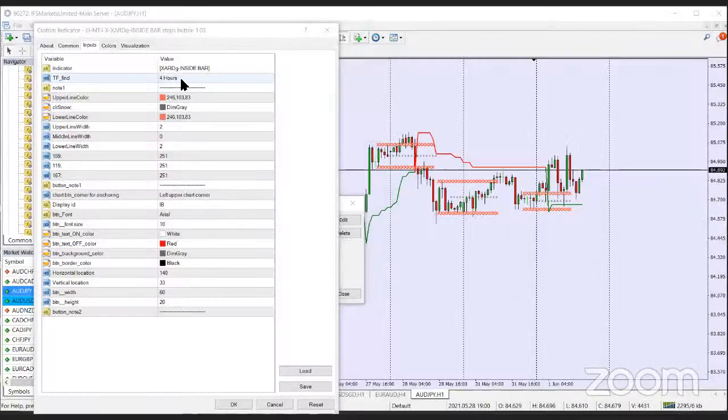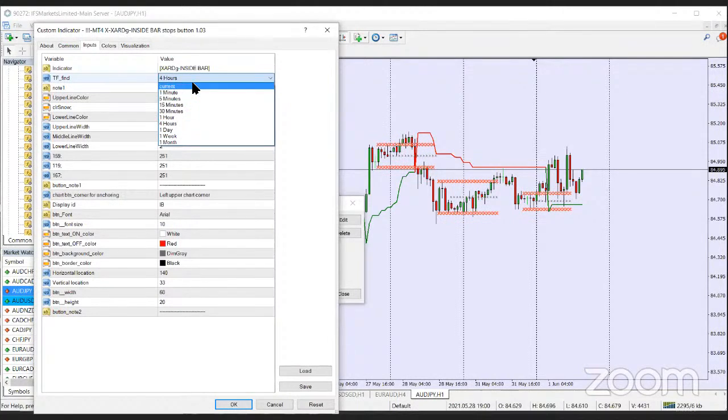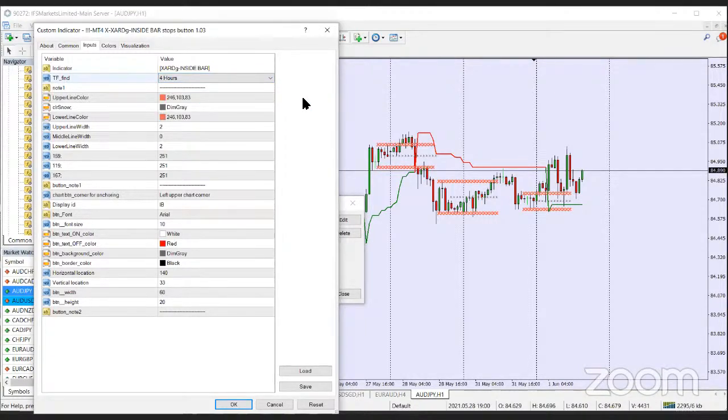The colors and all this, you all can actually set on your own. This is the only thing that you need to set. Most of the time I set it as 4 hours, which should be the default setting, because I'm basing the inside bars on the 4-hour time frame. But if you want to test the lower time frame inside bar, by all means go ahead. I highly suggest you include the spreads, because the lower time frame is quite sensitive to spreads.